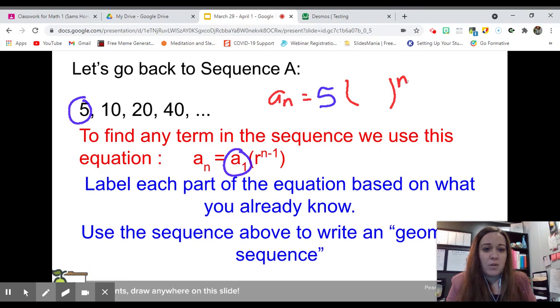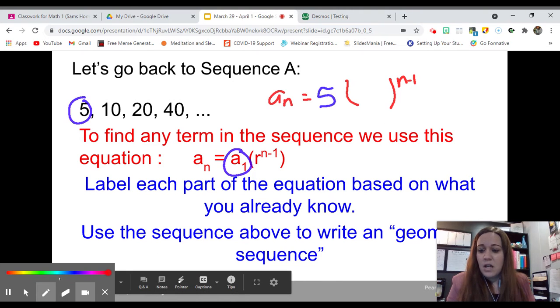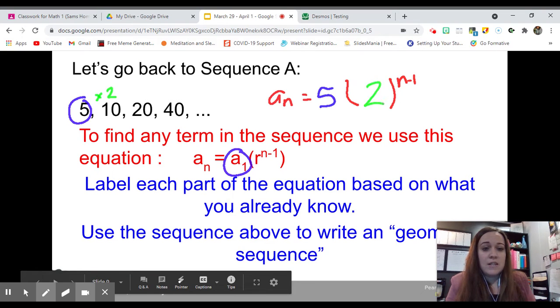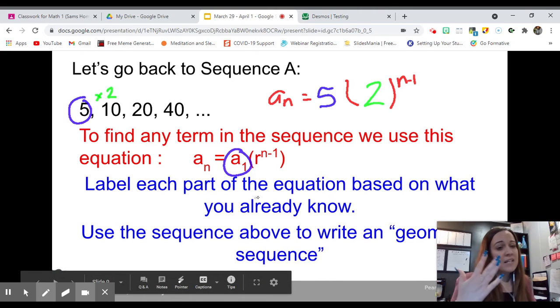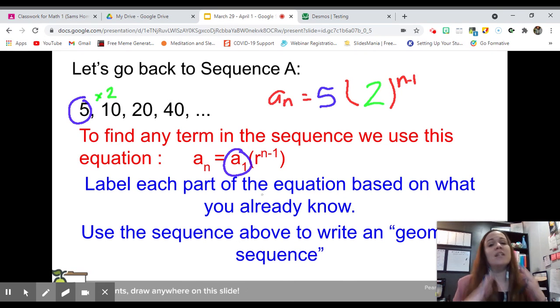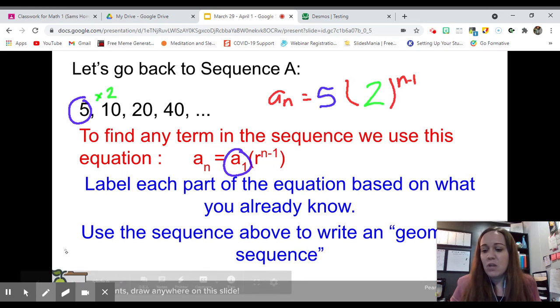And I'm going to put the n minus 1 on the outside of the parentheses. And my ratio is what we are multiplying on this particular sequence. It was sequence A, and we are multiplying by 2. So 2 is the base of that exponent. So 5, the first term, times 2 to the n minus 1 power. And that is a particular formula that we are going to be using to find the terms that we're looking for. Today, you're just setting up the formulas. Day 2, we're going to start finding the terms that it's asking you for.